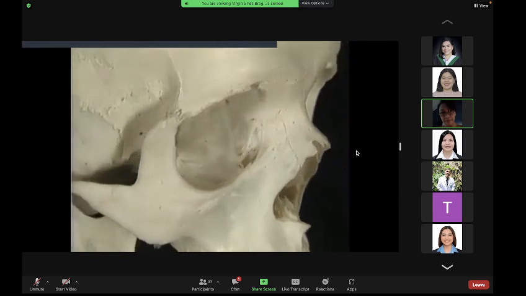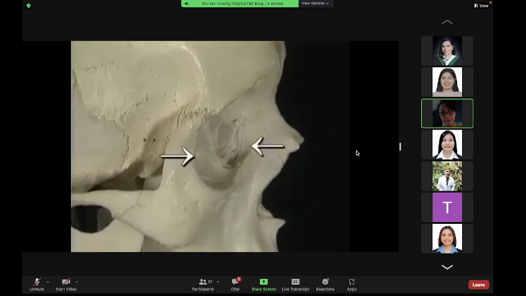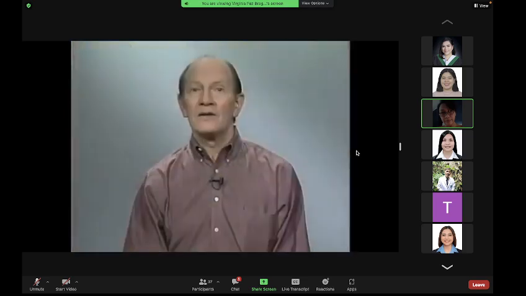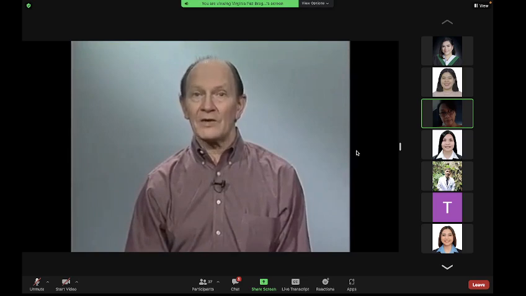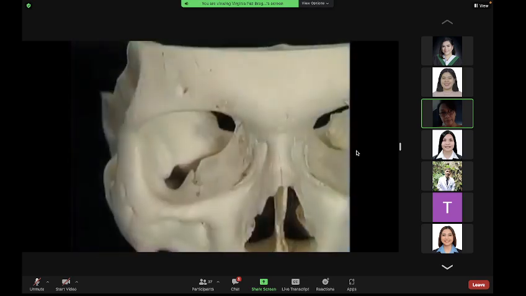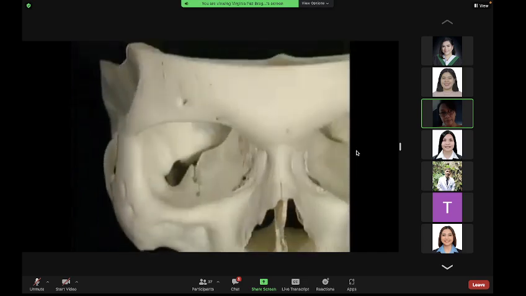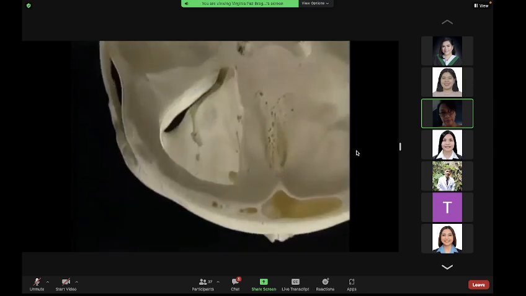Because of this, the orbital margin is much further back laterally than it is medially. This reflects an important fact about the orbital cavity. It doesn't face directly forwards. We can see this best in a skull in which the roof of the orbit has been removed. This lets us look down into the orbit from above.